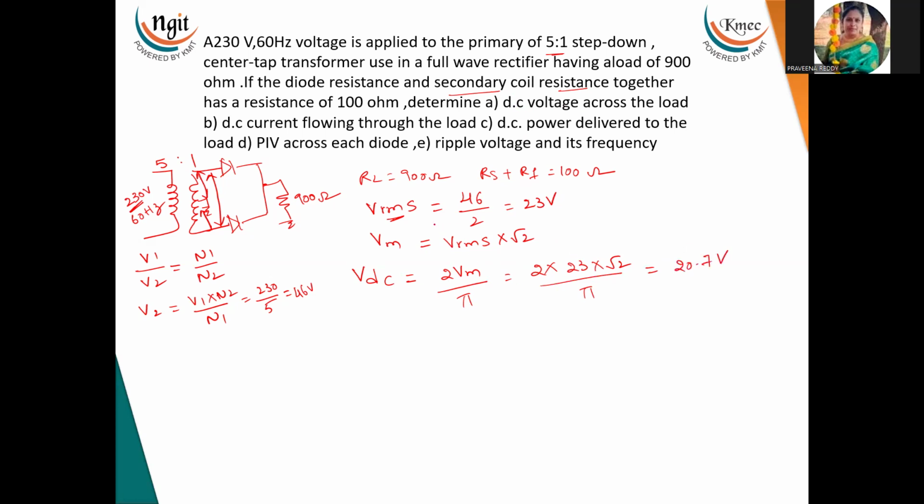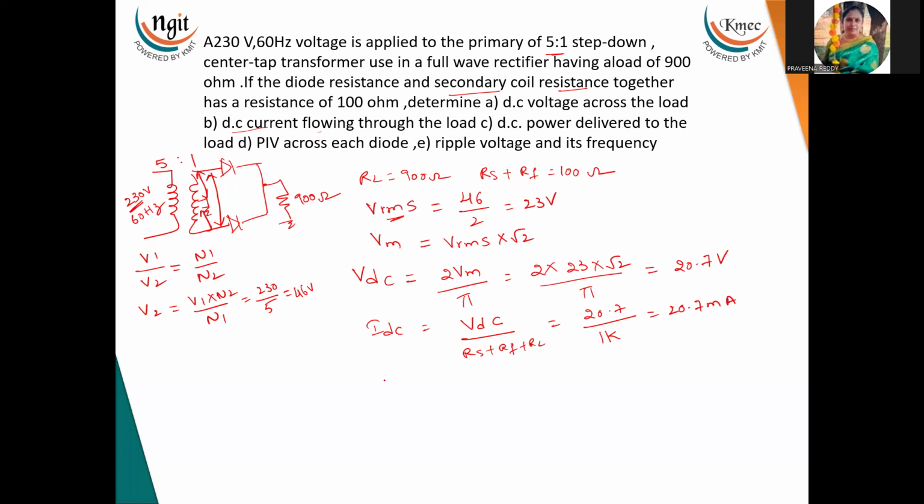20.7 volts. Now, after that, what we need to calculate? DC current through the load. So IDC is equal to VDC divided by total resistance. RS plus RF plus RL is equal to 20.7 divided by 900 plus 100 is nothing but a 1 kilo, that is equal to 20.7 milliamp. So this is the IDC.